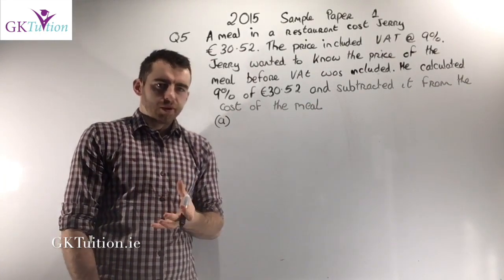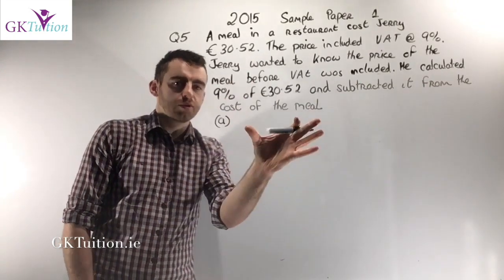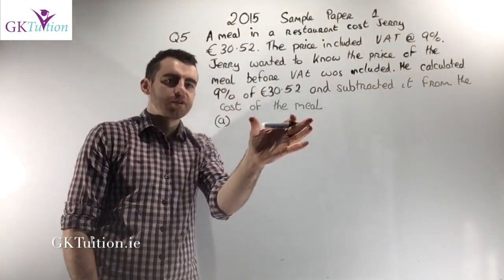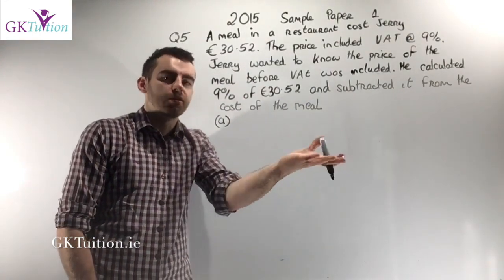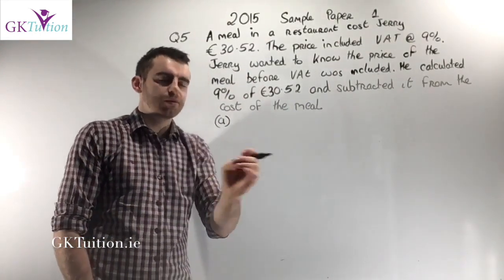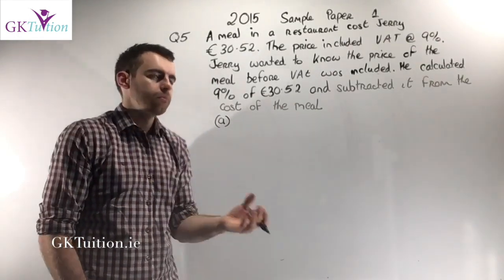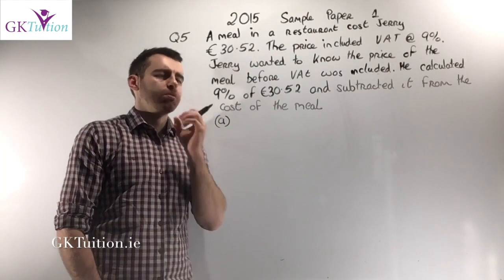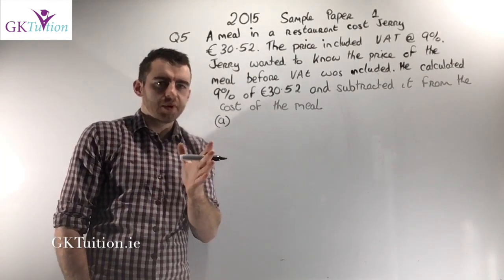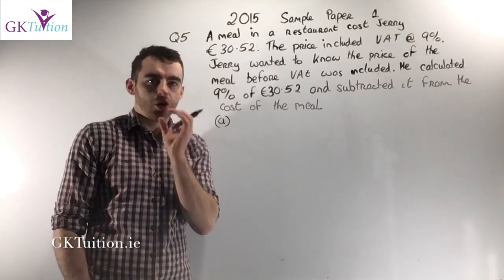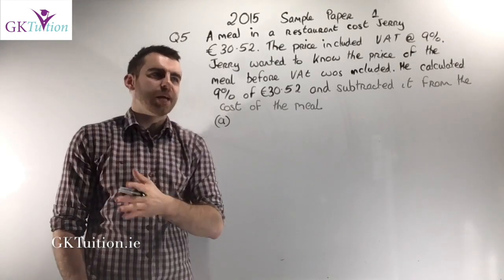In order to explain why Jerry's method is wrong, your best bet is to actually do the correct method. What I would always tell students to do first is actually work out what would have been the correct thing to do. Mathematically do the correct thing, and it'll be very easy for you to tell why Jerry was wrong. So let's just think about this. When we're talking about VAT, we always consider the cost of the meal before VAT as being 100%. 100% is the cost of the meal before the VAT was added.